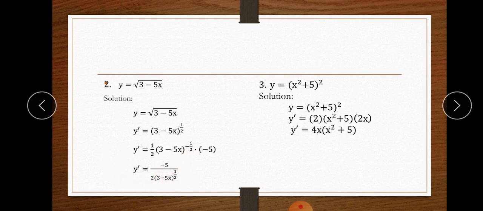Number 3. Y equals x squared plus 5, all squared, and the solution. Using the chain rule, the derivative of y equals x squared plus 5 squared is 2 times x squared plus 5 times 2x. And the result is 4x times x squared plus 5. And this is the derivative of example number 3.